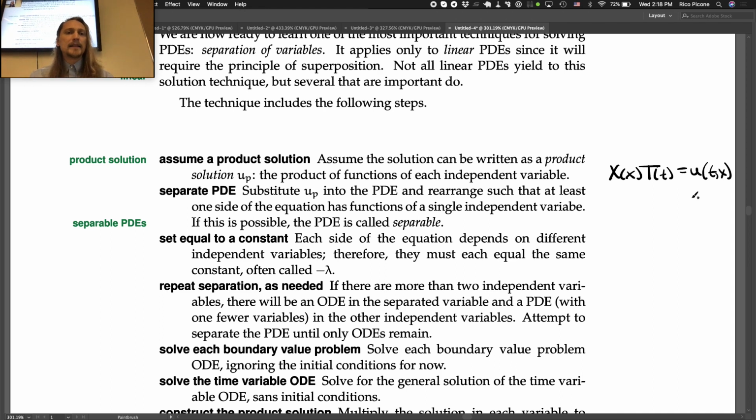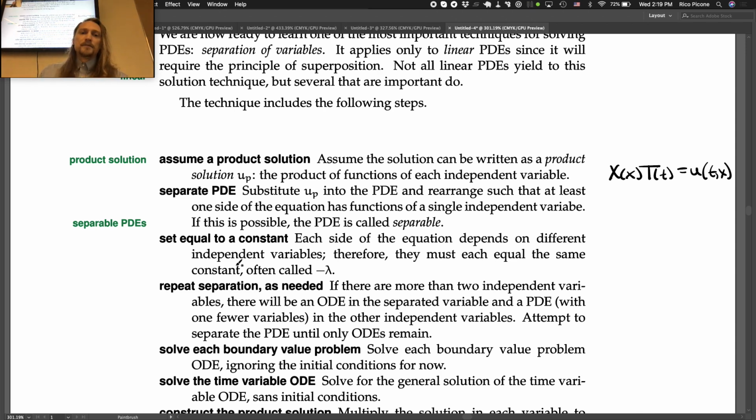Next step, separate the PDE. Substitute the product solution into the PDE and rearrange such that at least one side of the equation has functions of a single independent variable. If this is possible, the PDE is called separable. We don't know before we try if it is separable. So we try a product solution, and we see if it's separable. If it is, then we're in good shape. If you have on one side of your equation things with just x in it, or one side with just t in it, then you have a separable differential equation.